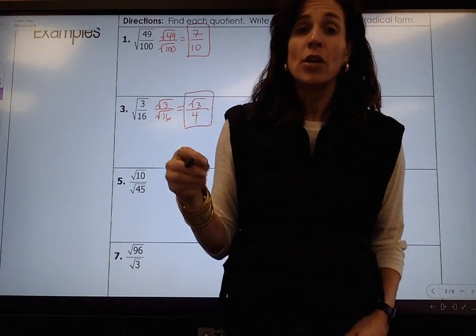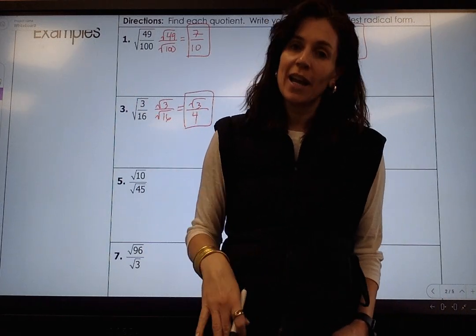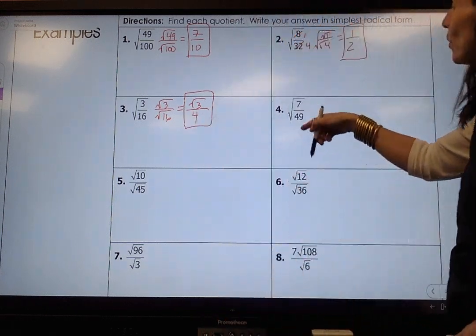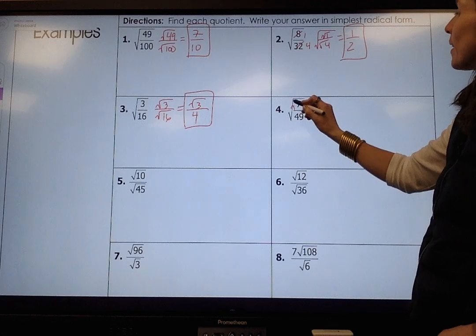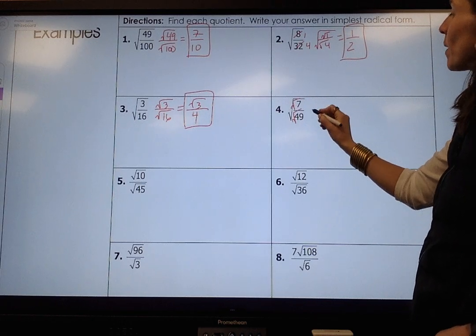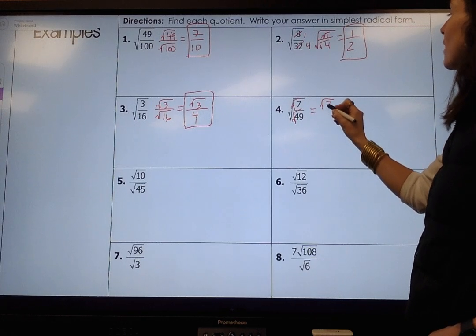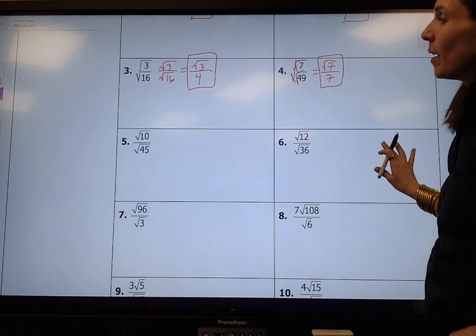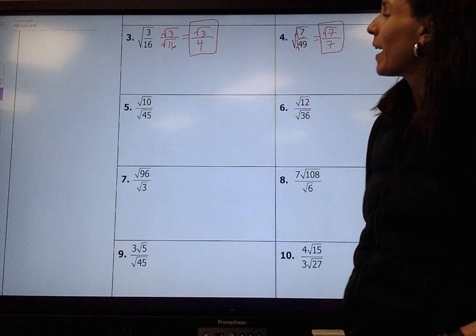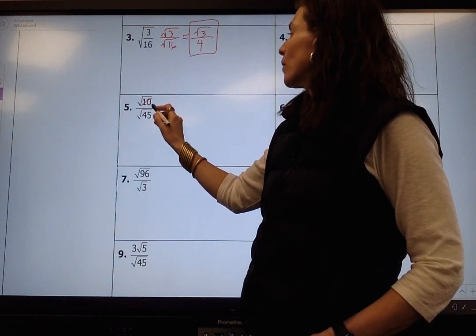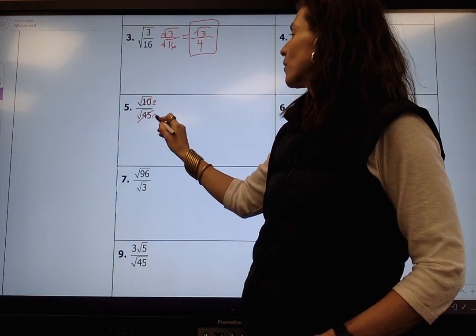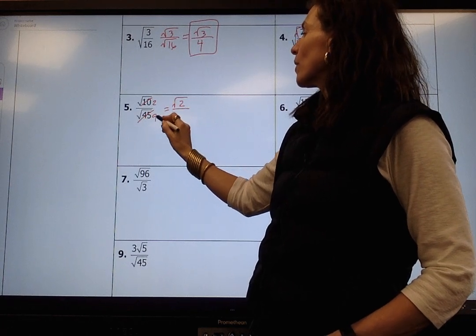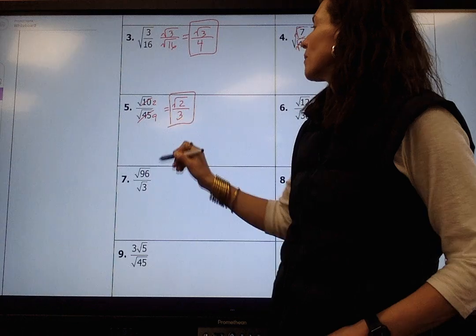And here's the deal. You can have a square root as a numerator, you just cannot have it as a denominator. So look over here at number 4. I can't take the square root of 7, but I can take the square root of 49, and I get square root of 7 over 7, and that's my final answer. If you look down at number 5, 5 goes into both of those. 5 goes in there twice. 5 goes in there 9 times. So now I can have the square root of 2 over the square root of 9, which is 3. And that's my final answer.